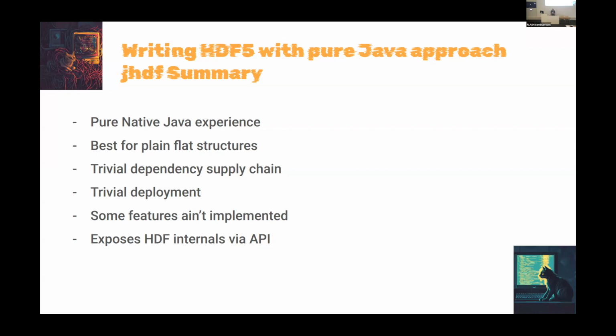And well, there is room for improvement in this library. Some features aren't implemented. As I said, there might be a way to provide a path instead of just a node when you write something. And there are some other limitations. To my taste, it exposes HDF5 internals too much in the API. So I would look into maybe utilizing the reactive streams API from Java to manage those.